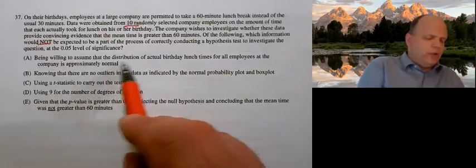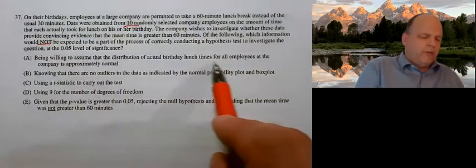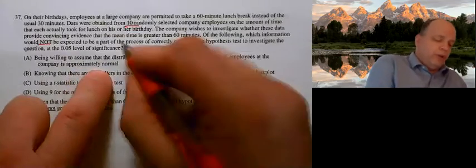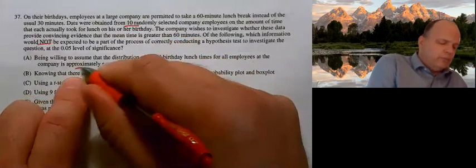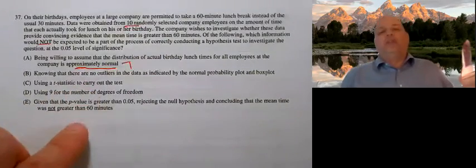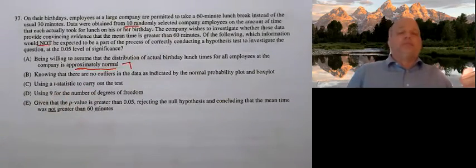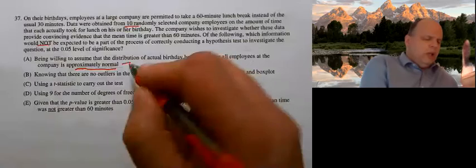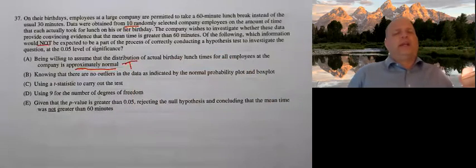Being willing to assume the distribution of actual birthday lunch times for all employees is approximately normal. You have to assume they're normal. It's a small sample size. It's not normal by central limit theorem. So we're going to have to assume that it's normal or graph it out or something. Something along those lines is going to tell me I have to assume this.